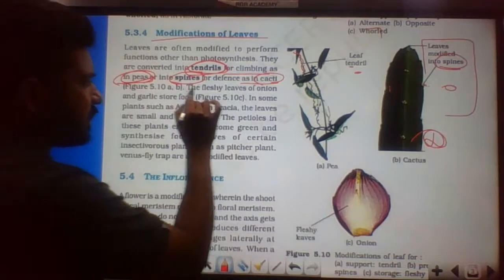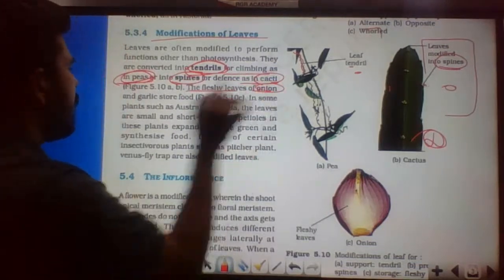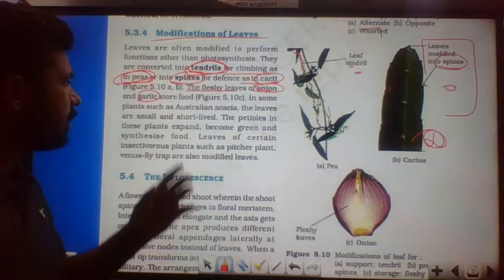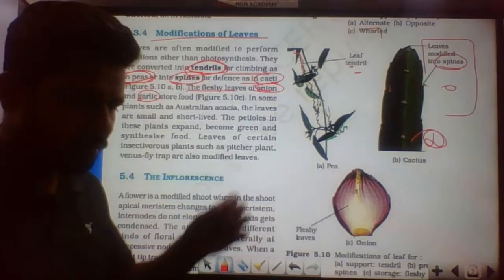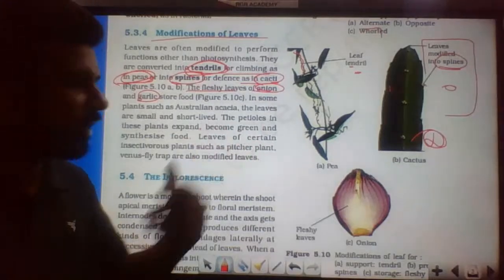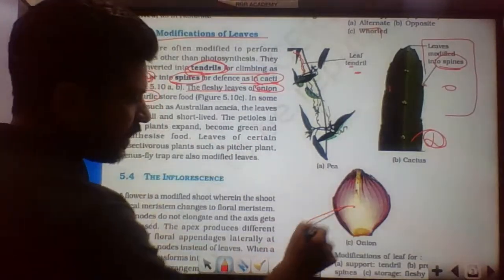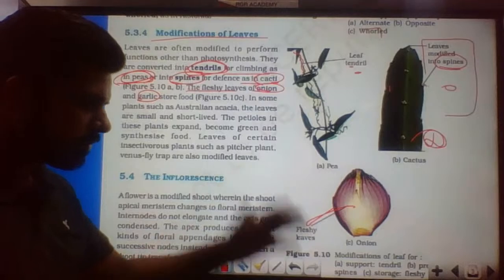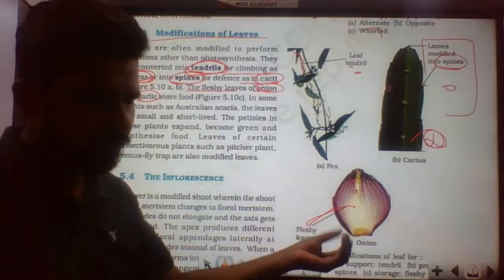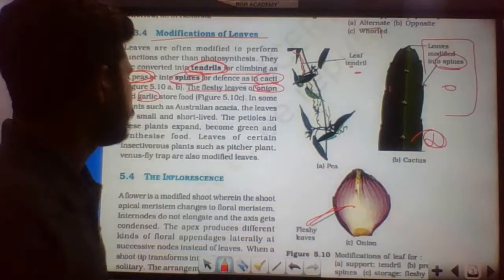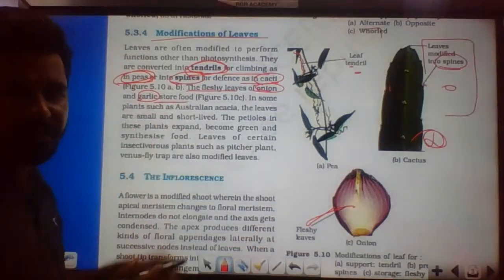Next one, the fleshy leaves of onion and garlic. They are modified leaves, to store food. We know the garlic and the onion leaves. The fleshy leaves of onion are modified into different structures to store food. So here storing food is the function.